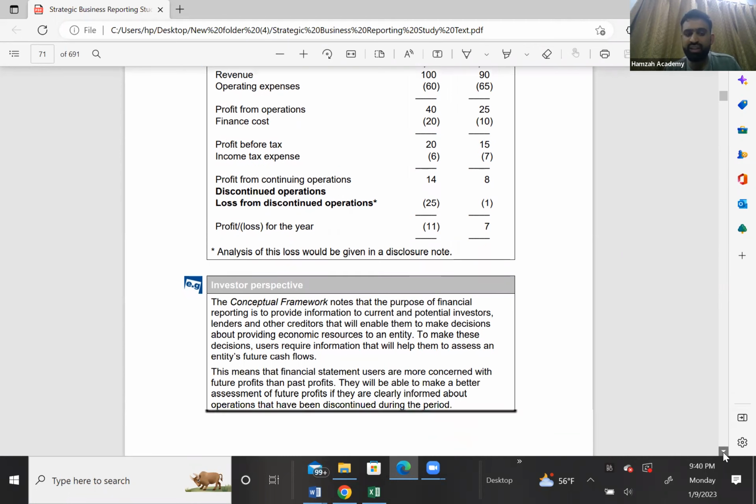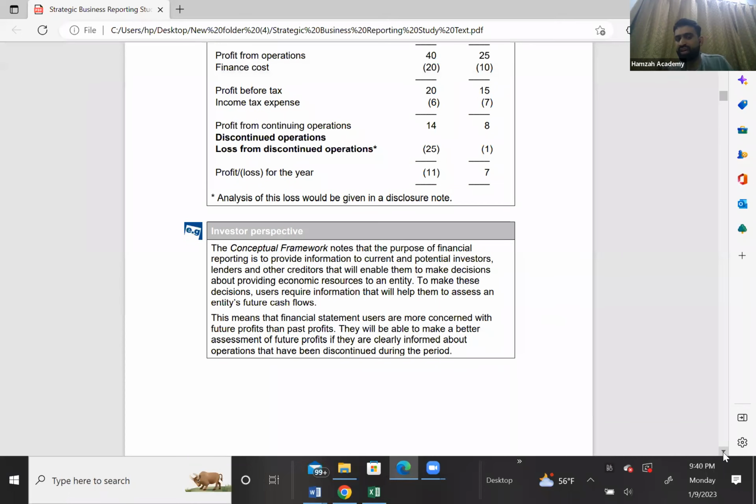And why is it important? For that, the investor perspective is very important. Look, the shareholder is the most important stakeholder of the company, and they are the main investor of the company.